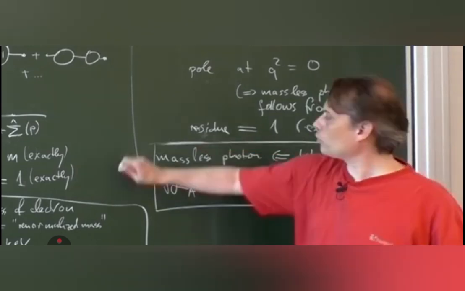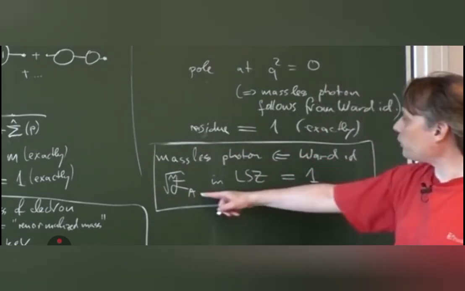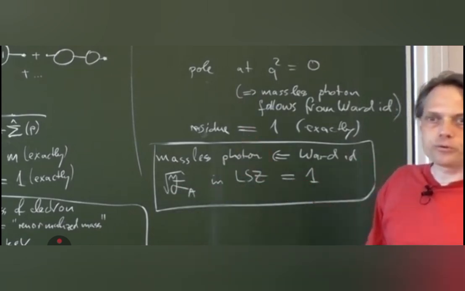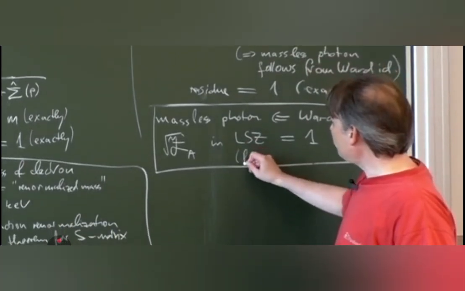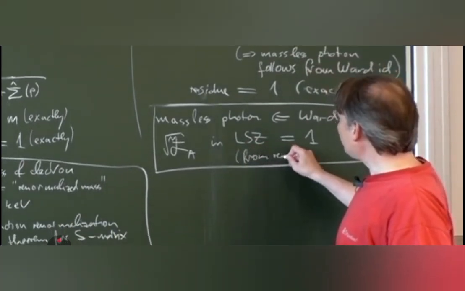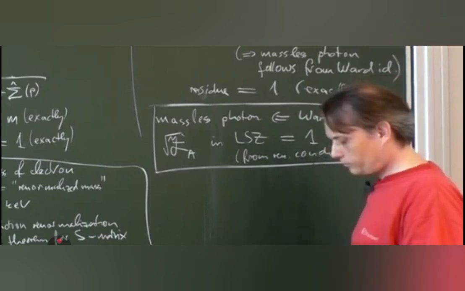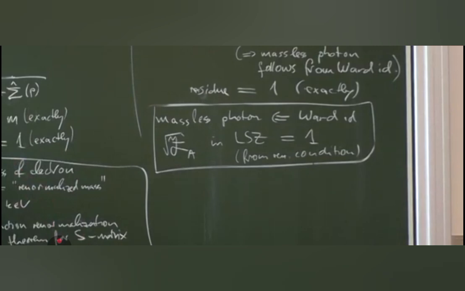So again, also for the photon, the calculation of the S matrix doesn't require introducing such a curly Z_A from a non-trivial residue of the photon propagator. And that follows from the renormalization condition. All right, any questions or comments?